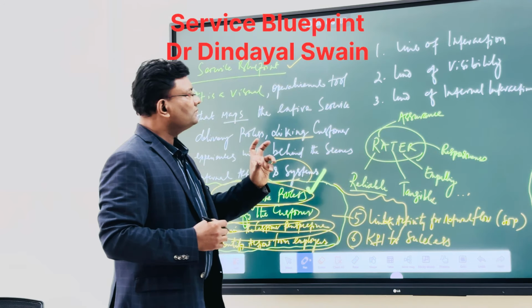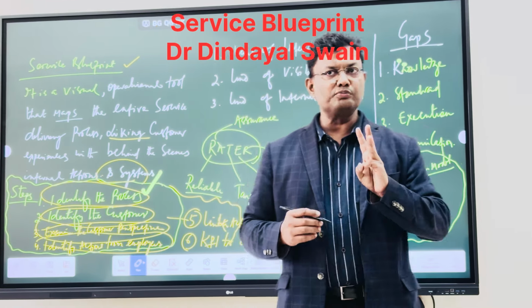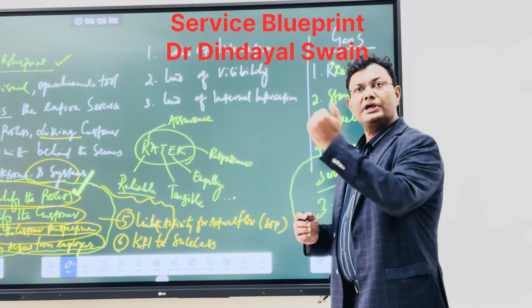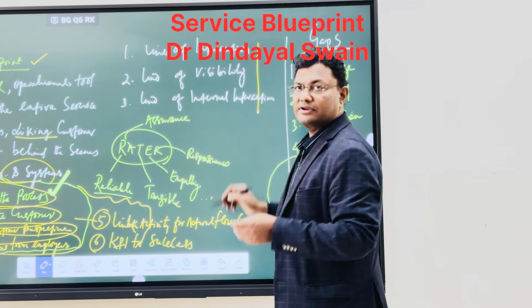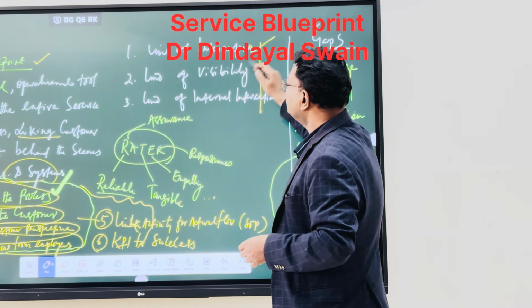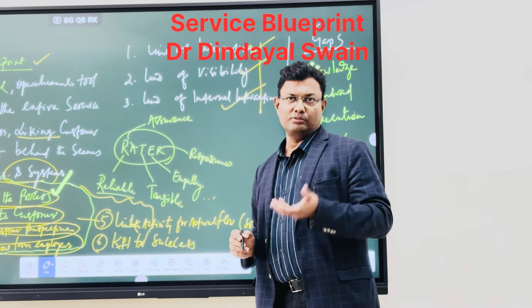Now let us come to the lines of a service blueprint. There are 3 lines in a service blueprint. If a layman is looking at a service blueprint, they might not be able to understand the integration. So simply, there are 3 layers: line of interaction, line of visibility, and line of internal interactions. Let me give you a simple example so that you will understand.